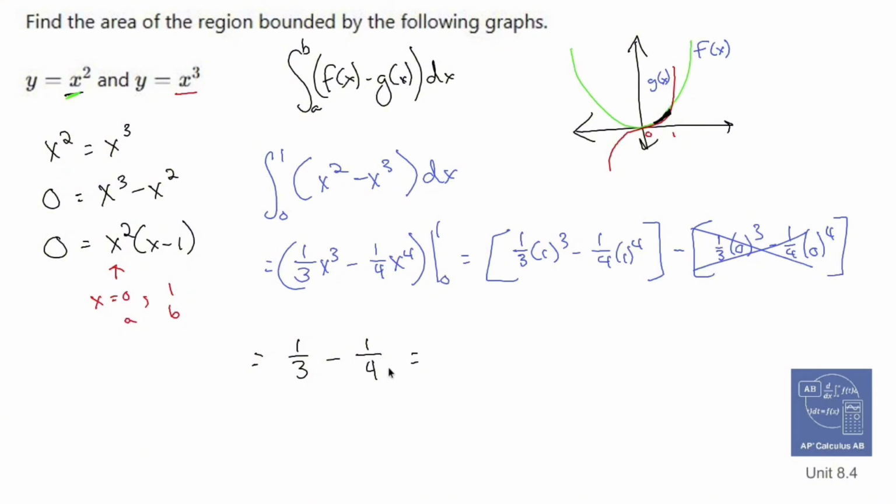Let's make these over 12 so we can combine fractions. So you're going to have 4 over 12 minus 3 over 12, which is 1 over 12. That little tiny sliver isn't a whole lot, but that sliver accounts for 1/12 square units. And that is our answer.